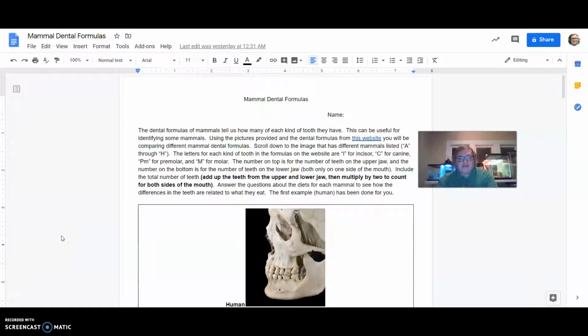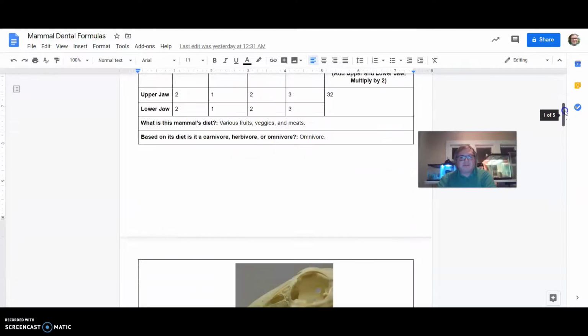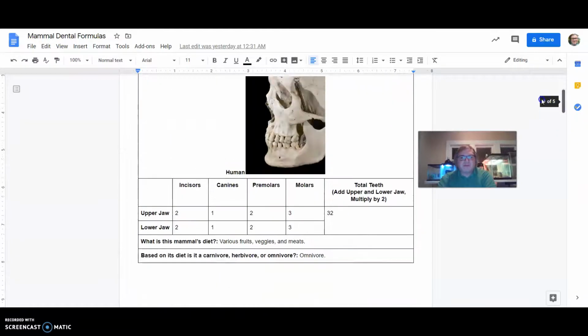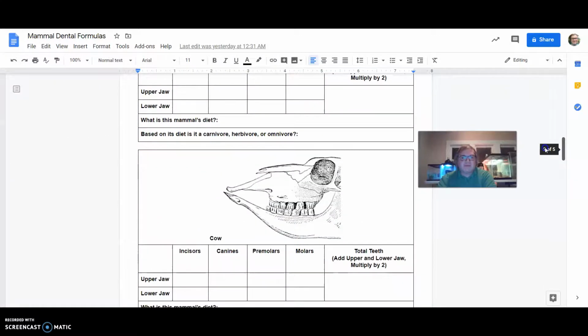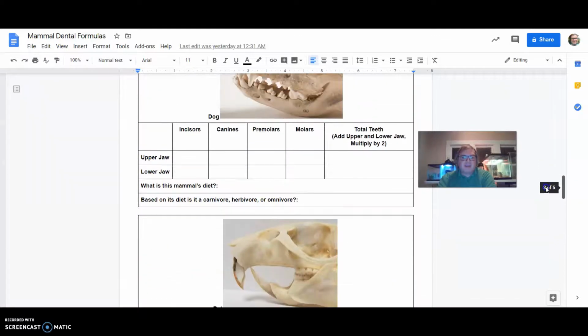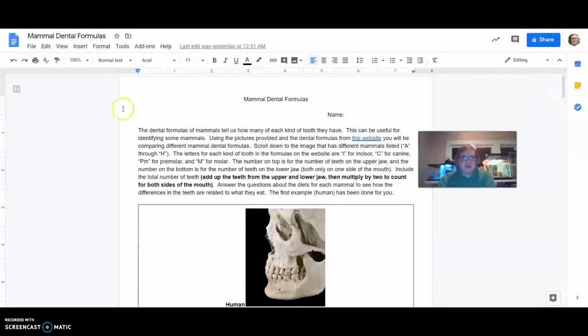Hey everyone, so I just wanted to give a little bit of clarification here for the mammal dental formulas assignment, help with the instructions on that. So this is comparing the different dental formulas for a few different mammals here. As you're going down to each one, you'll see the skull of the animal to show its teeth off, and you're going to be filling out these charts. So I'll talk a little bit about that.